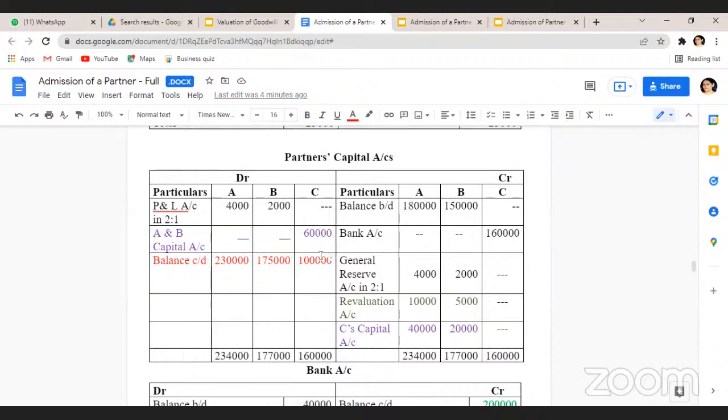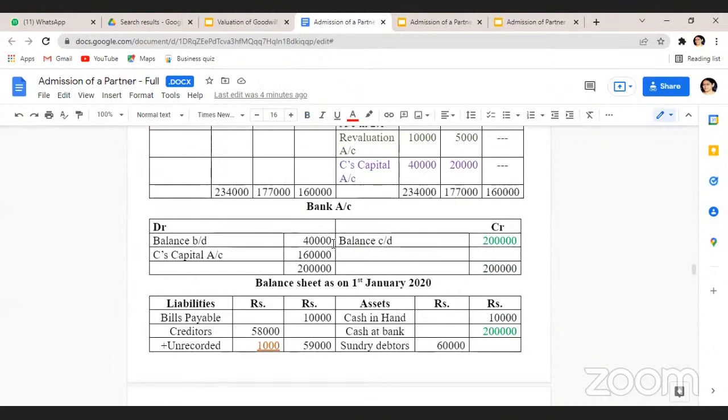new balance sheet. After preparation of partners' capital accounts, if any bank account is required to be prepared, for example when a new partner is joining and brings capital into the business, the bank balance will change. So we'll need to open a bank account.